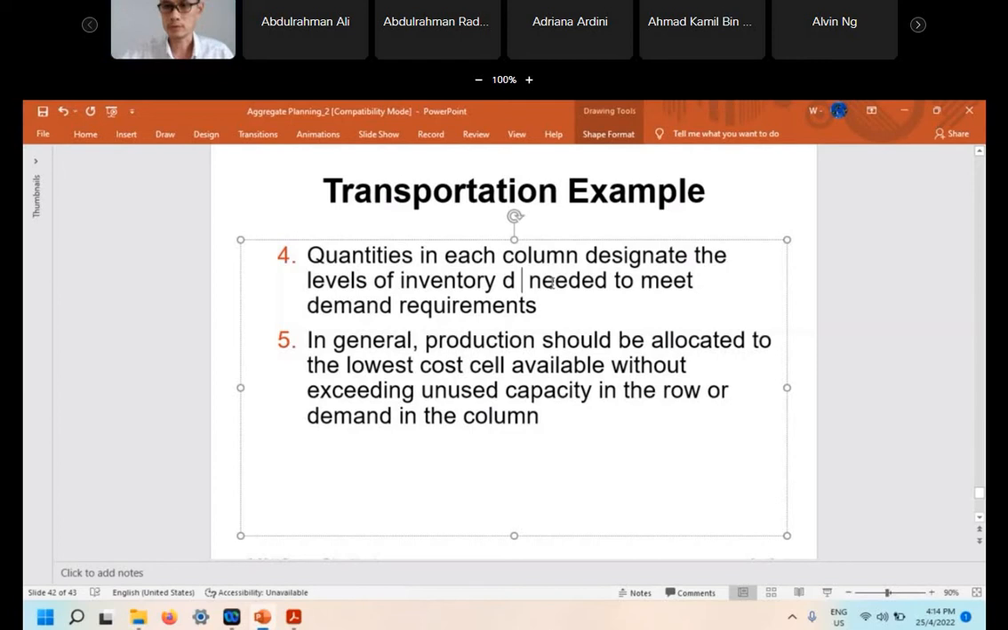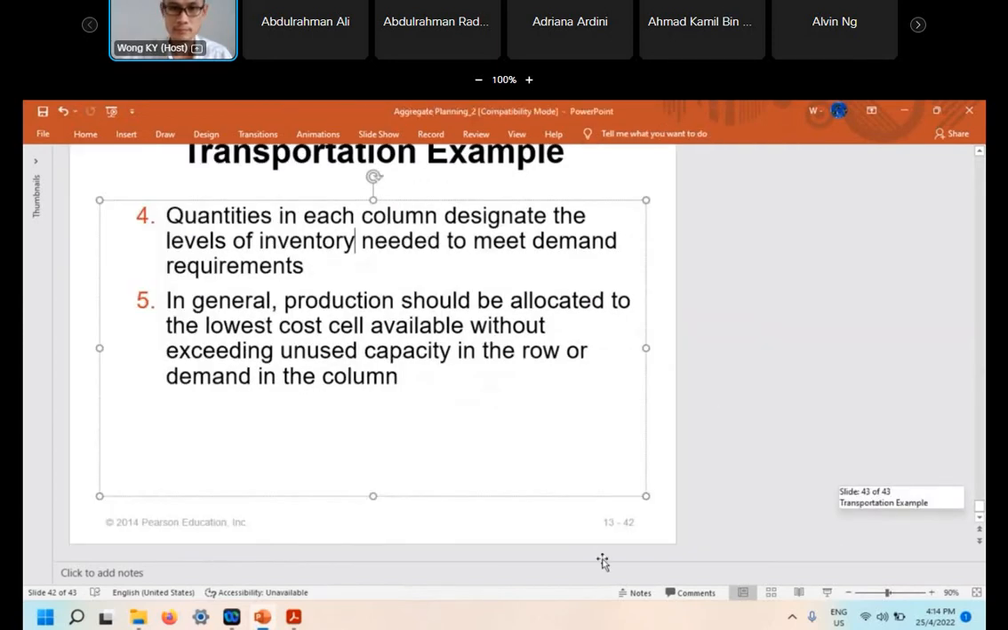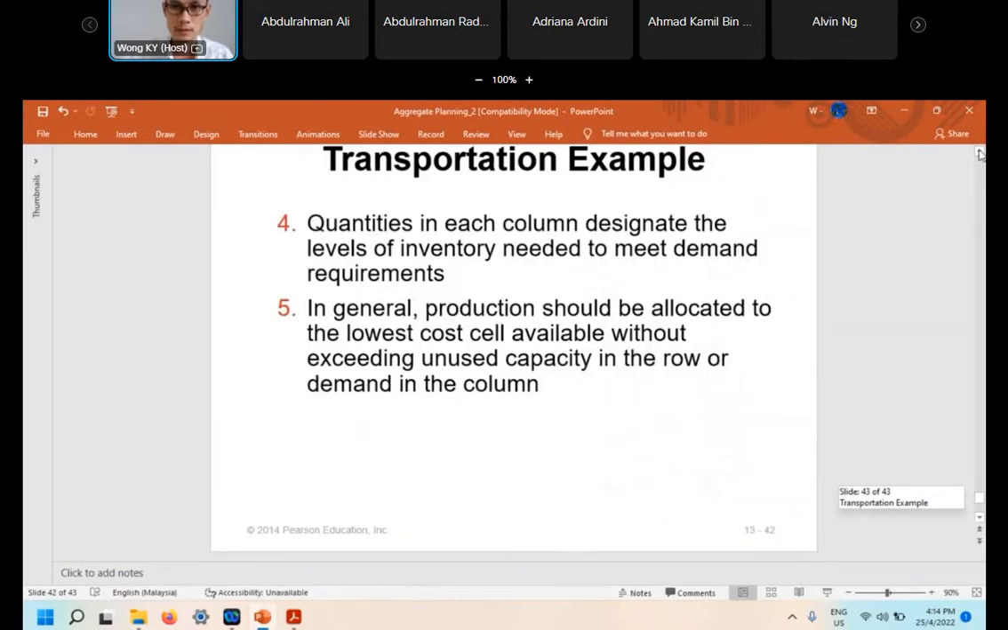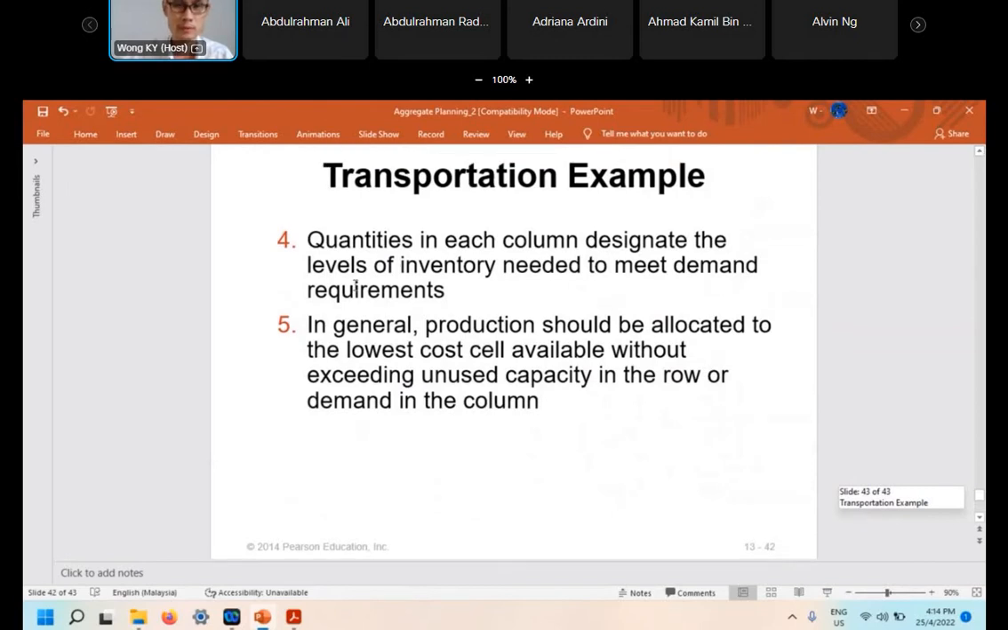So if you look at the table, later we need to fill up some quantities in this table. The quantities that we will fill up in the table are actually the inventory levels or the production quantities needed to meet the demand requirements in each period. I hope you understand.